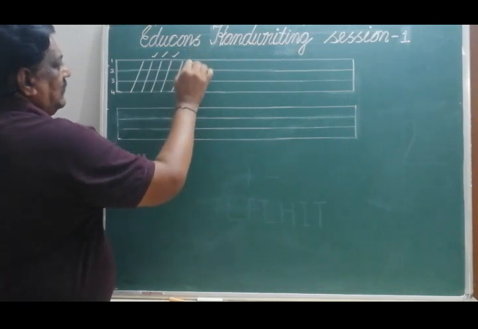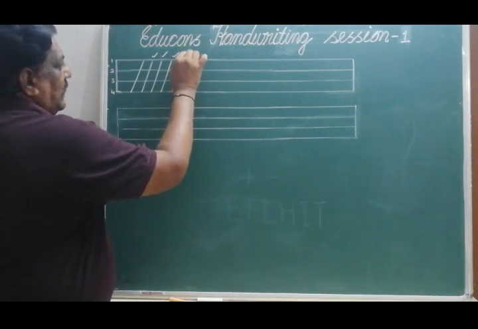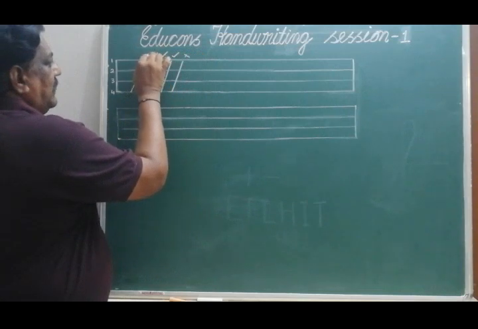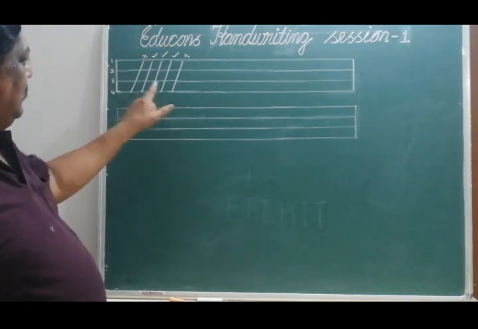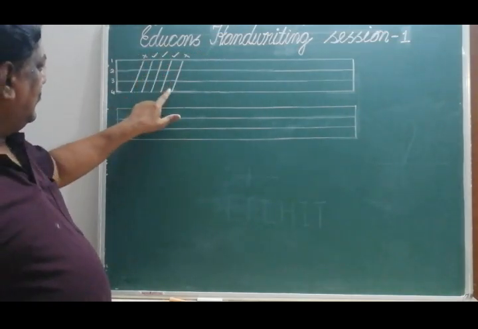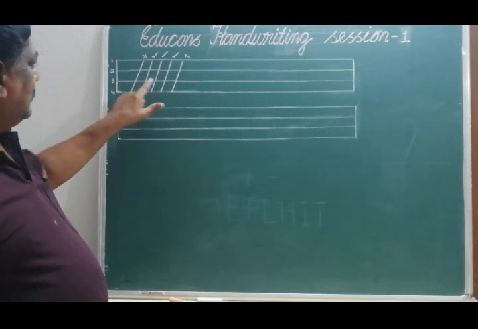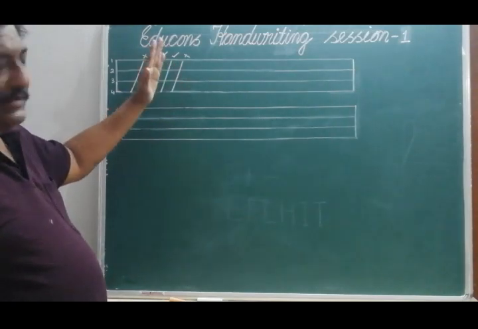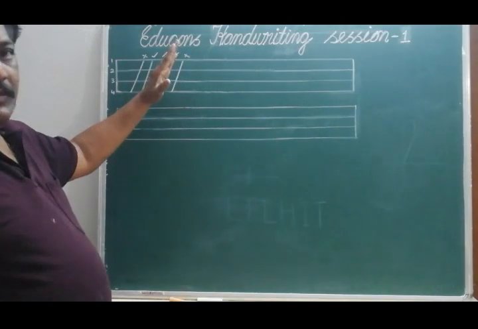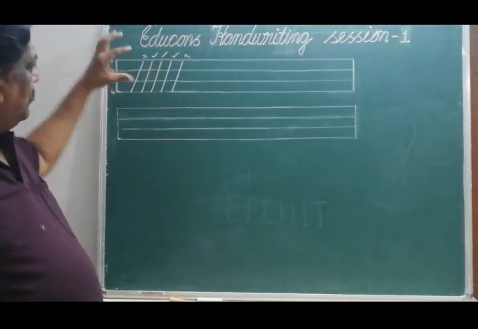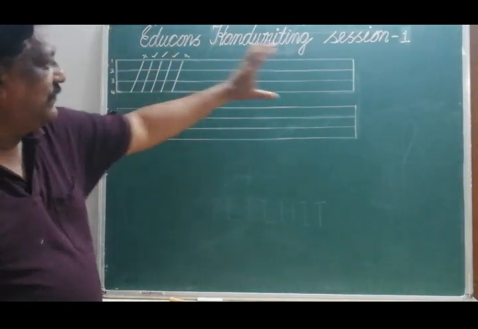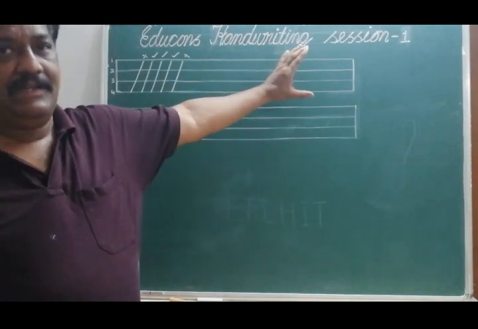This I am okay. This I am not okay. This I am not okay. Why? Because you see the gap here and here. They are all equal, but here there is a little broader. So that means my line is a little more slanting. Like this, every time you finish one full line, you have to do this practice.